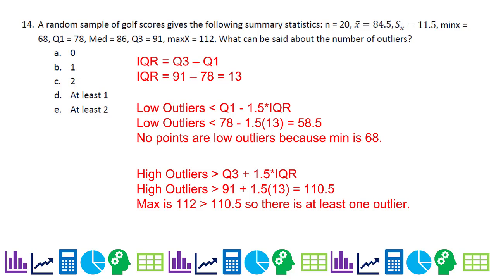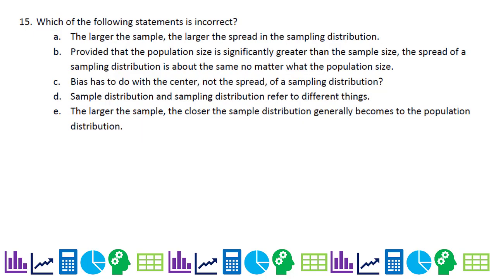So, because you want half your data points in the middle, that would be in the middle 10, and then you have another 5 on each end. But we do know that there is at least one, because we do know we have this value 112, so your correct answer is D, at least one outlier.